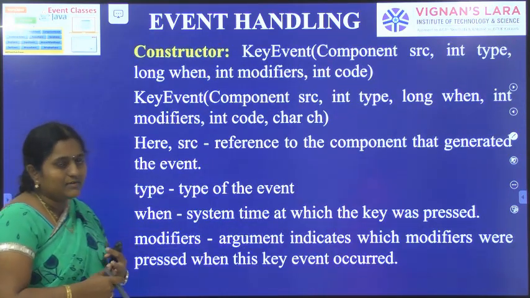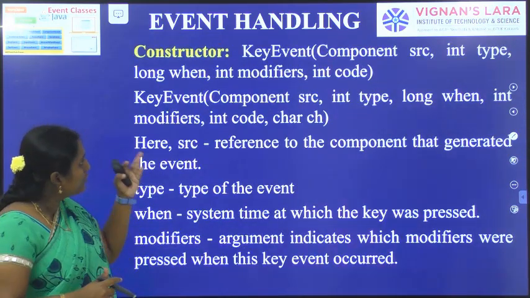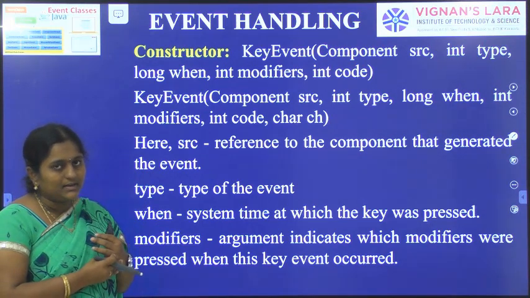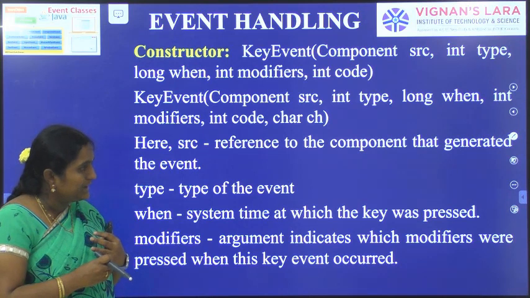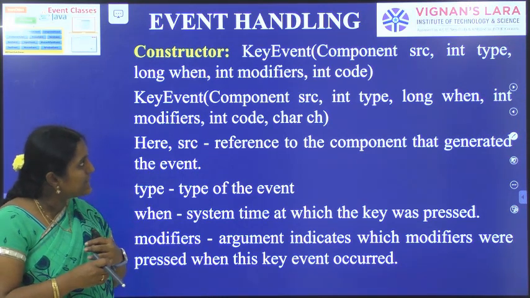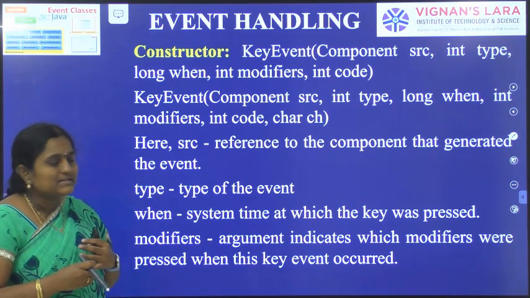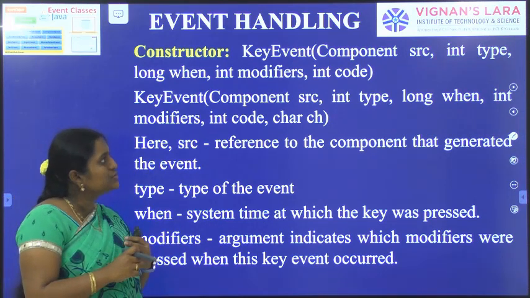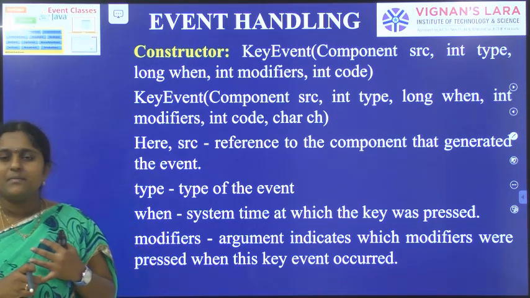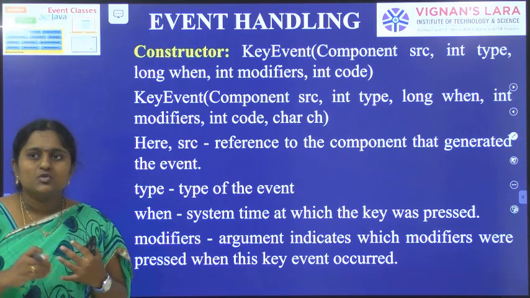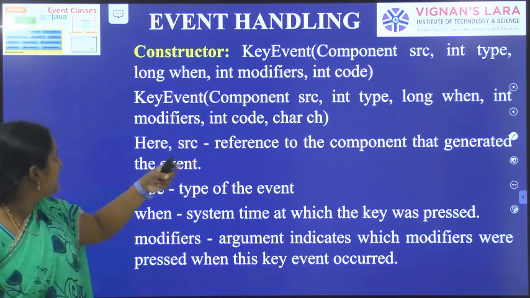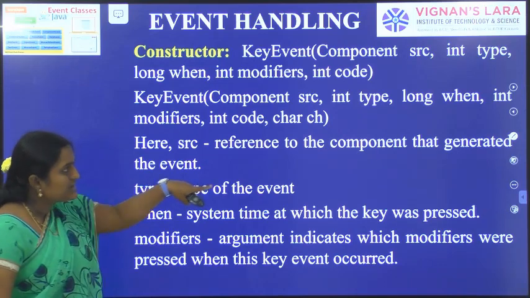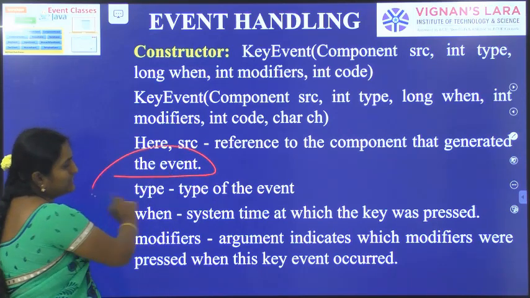Next one, what is the constructor? Here there are two constructors defined in the KeyEvent class. The constructor name is the same as the class name, KeyEvent. These are all the parameters taken by the KeyEvent constructor. The first parameter is going to be the source, src, where the event was generated. src means a reference to the component that generates the event.